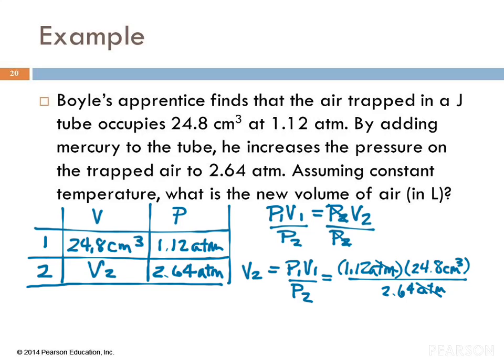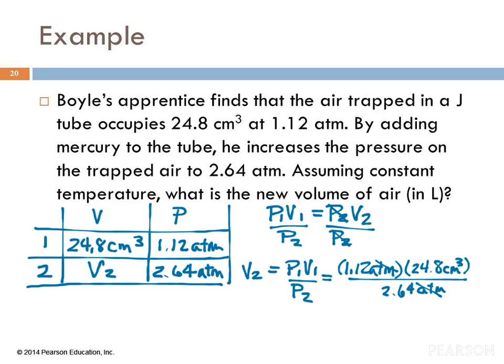We can think about balloons when we think about gases. So if you think about a balloon and you think about putting pressure on it from the outside, is that going to make it bigger or smaller? Smaller. So we're going to expect the volume to go down. If it doesn't, then we know we did something wrong.